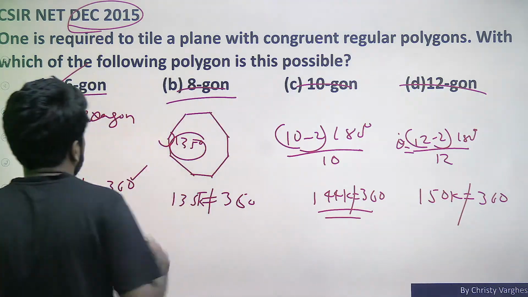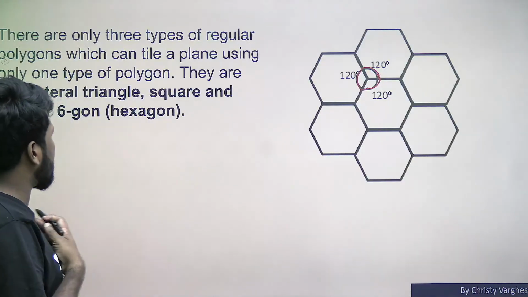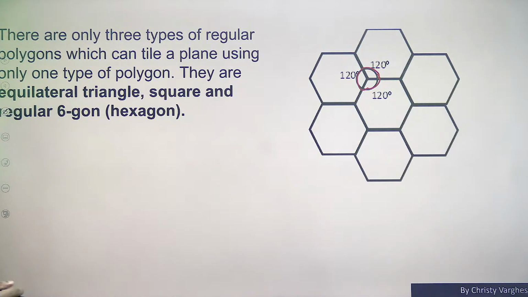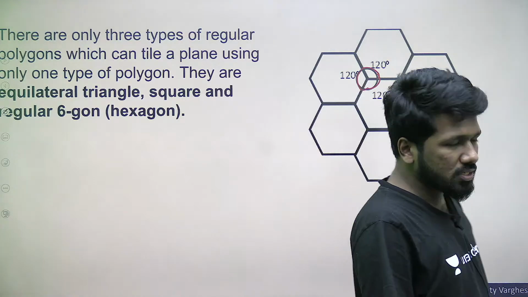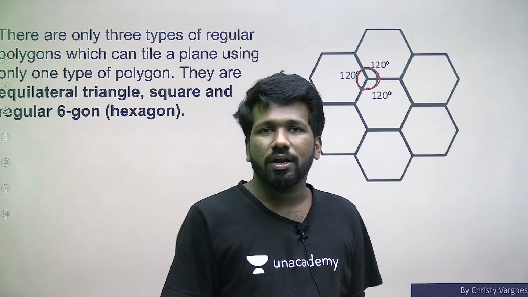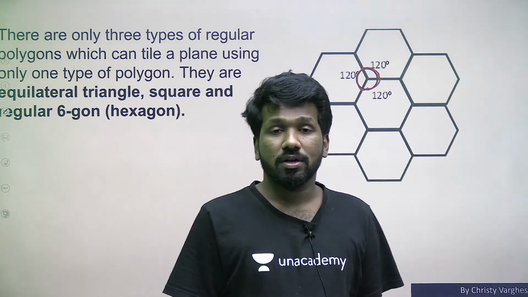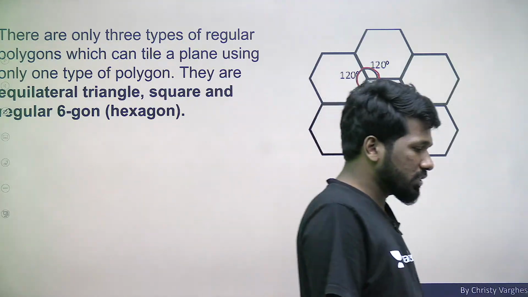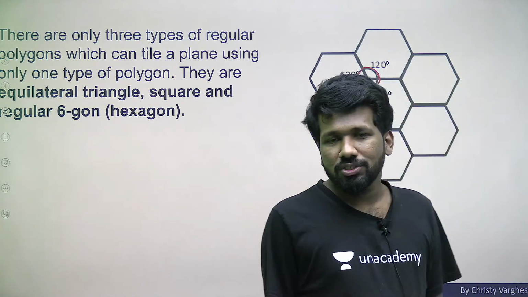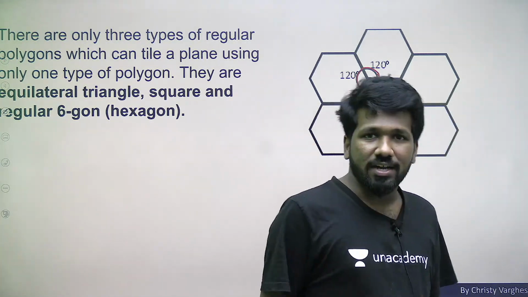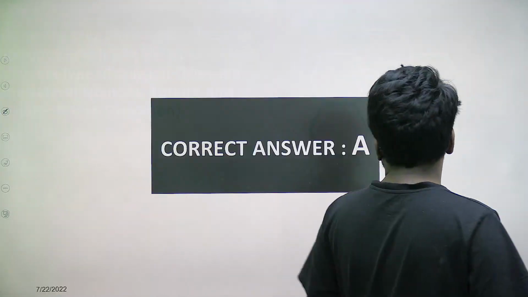So option A, the hexagon, is the answer, or you can summarize this. Equilateral triangle, square and regular hexagon are the three regular shapes. The equilateral triangle we can say is a regular triangle. Regular triangle, regular quadrilateral and regular hexagon are the three regular polygons which can be used for tiling without using any other shapes, with identical tiles. So all of you understood that much, I guess.